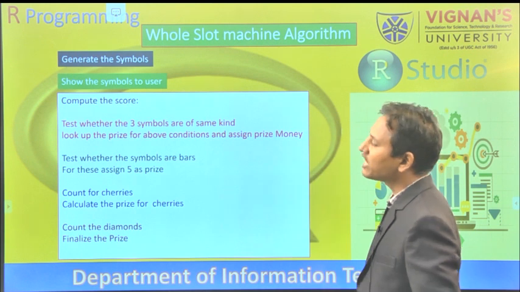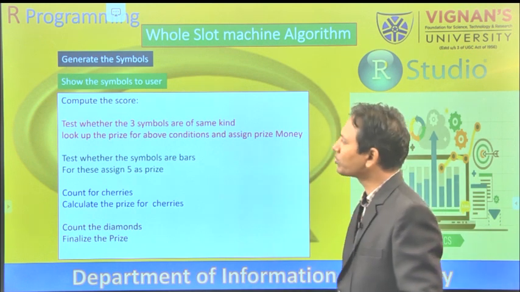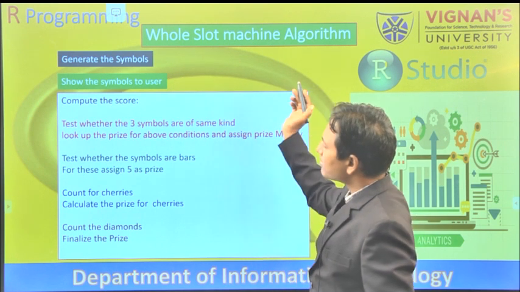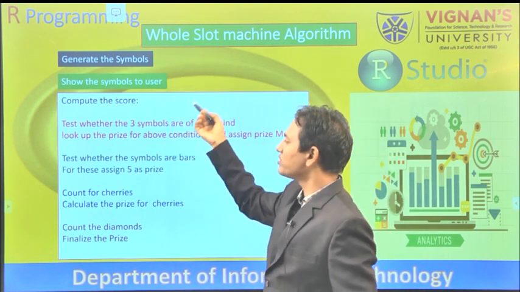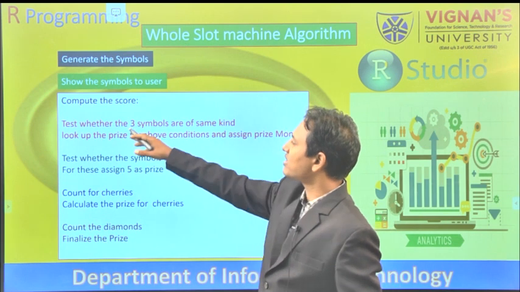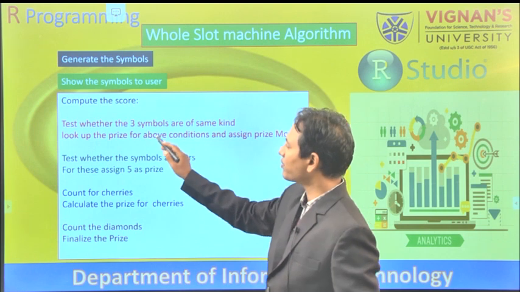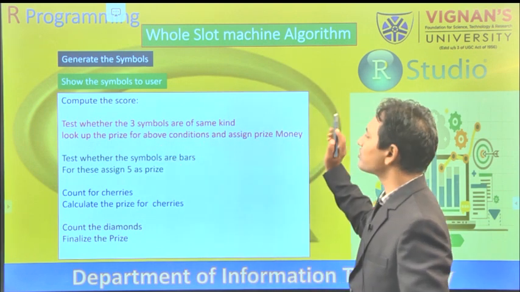So this is in English words I have written this one. Okay. First generate the symbols, show the symbols to the user, then computing the score is divided into 4 parts. That is, test whether the 3 symbols are same kind or not. For this one, look up the prize money for the above conditions and assign the prize money.